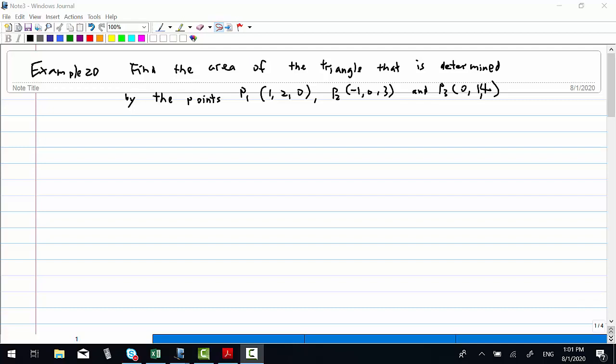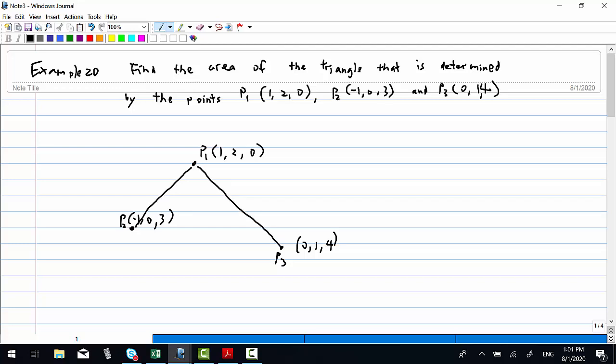So let's try to form the triangle first. Let's say P1 is here. Location of P1 is (1, 2, 0). Let's say P2 is here. Location of P2 is (-1, 0, 3). And then say P3 is here. Location is (0, 1, 4). So these 3 points generally will form a triangle, provided P1P2 and P1P3 are not in the same direction, and not opposite to each other. Then you can form a triangle.